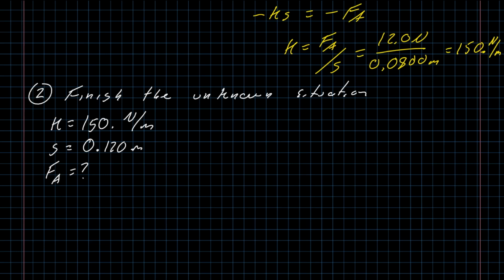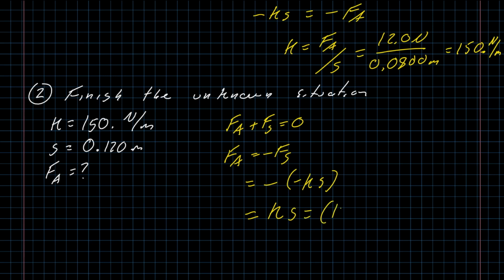We start off the same way that we did before. With our free body diagram, we know that Fa plus Fs has to be equal to 0. Since we're solving for Fa, we'll leave that alone on the left-hand side. Hooke's law tells us that Fs is negative Ks. That is a double negative. Negative of a negative in mathematics is a positive, so this is just the spring constant times the distance. Our spring constant is 150 newtons per meter. Our distance is 0.120 meters.